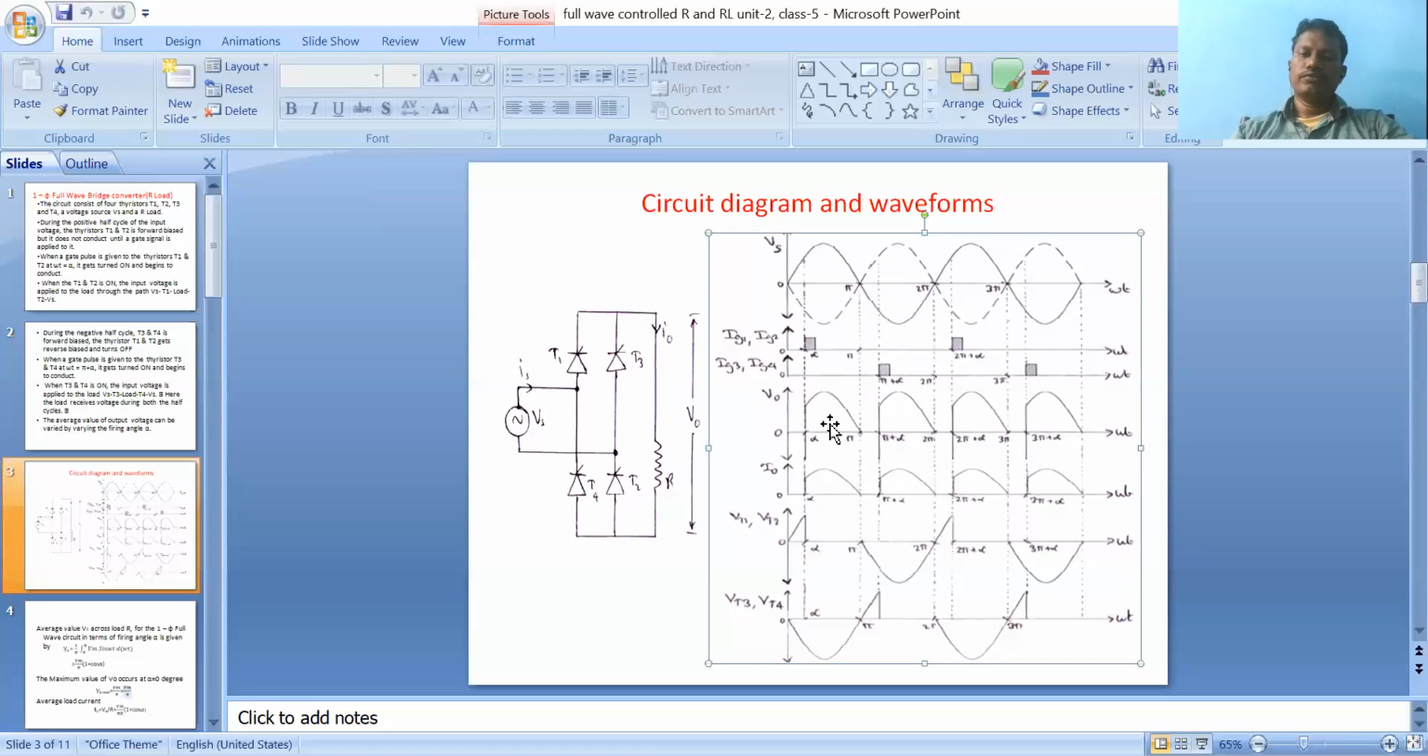These are the waveforms we get with the AC supply. In these waveforms, what is the conduction period? Alpha to pi, and we can take either conduction period, alpha to pi or pi plus alpha to 2 pi, whichever firing angle we consider. By taking this conduction period, we derive the output voltage.